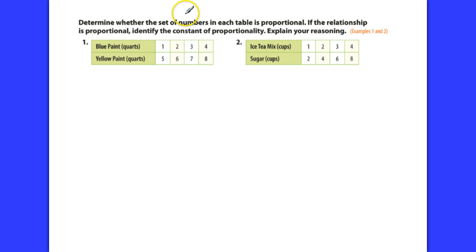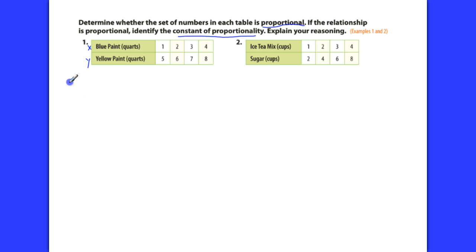This says determine whether the number sets in each table is proportional. If it's proportional, then it wants you to identify the constant of proportionality and explain your reasoning. So here, number 1, we have a table, blue paint and yellow paint. For the sake of this, let's just say that the top row, blue, is X and the bottom row is Y, because I used X and Y in the first ones.